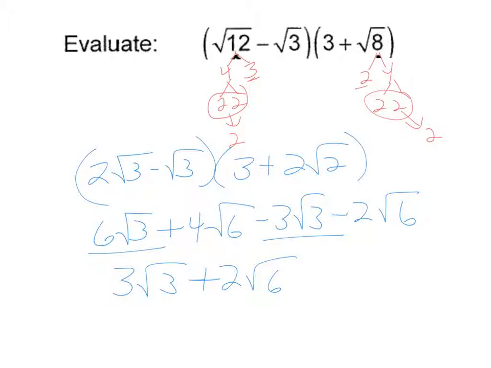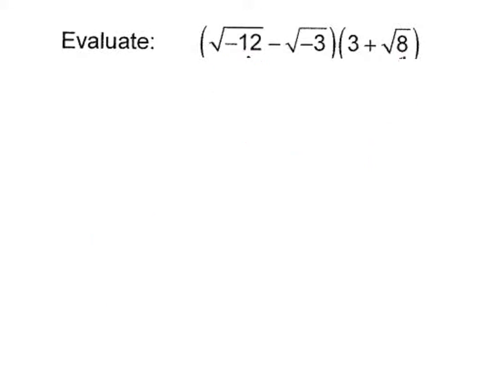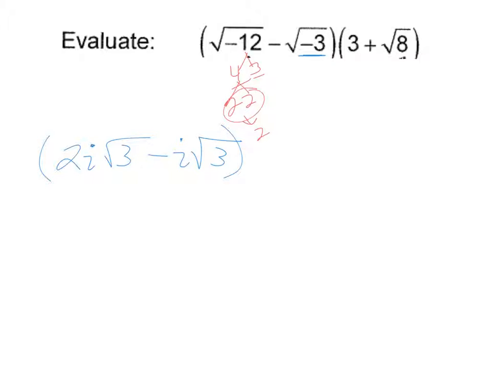Let's do the same problem, but some of the numbers are going to have a negative. So we're kind of going to go through the same process. 12 is 4 times 3. 4 is 2 times 2. So a 2 will come out, a 3 will stay home. But because of the negative under the square root, not only will the 2 be out, it will be 2i square root 3, minus, and then we have a negative under the square root of 3, so an i comes out, and we have square root of 3 like that.